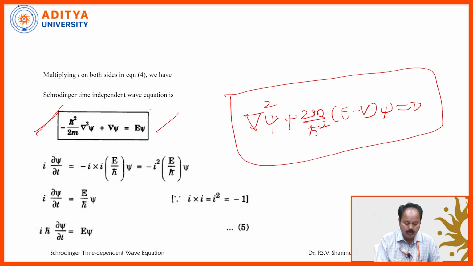Now I just want to write i into dou psi by dou t. So what is the dou psi by dou t?